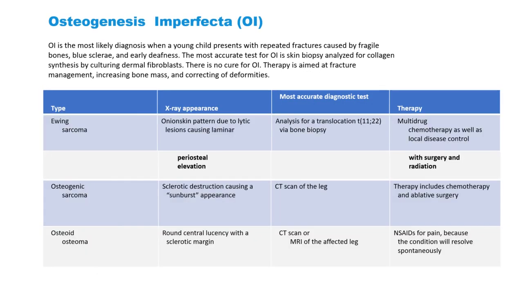The next slide we'll discuss is osteogenesis imperfecta or OI. O like old, I like ice. OI is the most likely diagnosis when a young child presents with repeated fractures caused by fragile bones, blue sclera and early deafness. The most accurate test for OI is a skin biopsy which analyzes for collagen synthesis by culturing dermal fibroblasts.